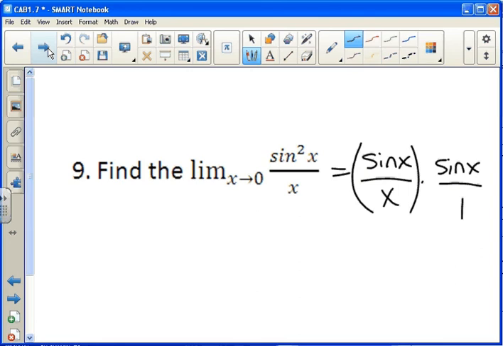And then this one over here you can use direct substitution. If you plug 0 in for x, sine of 0 is 0, so you just get 1 times 0 for a limit of 0.